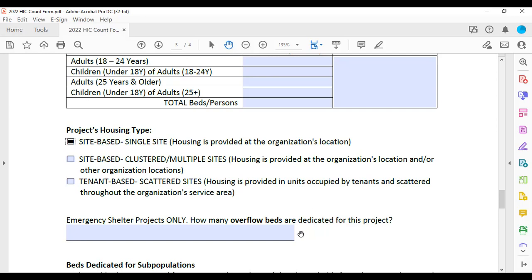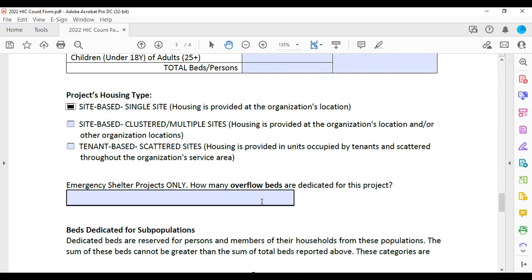Okay, yeah. And so right here, Kim, is where we will put the overflow beds. So this is for emergency shelter projects only. How many overflow beds are dedicated for this project? So how many overflow beds do you have for Fayetteville? Oh, that's a good question. Let me just take a little look here. This is just an example. We can just say, let's say 30.